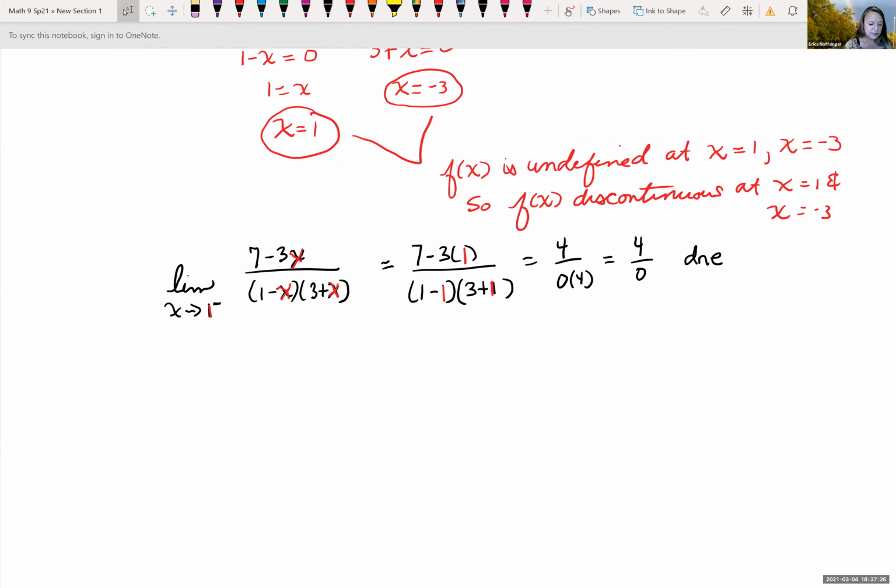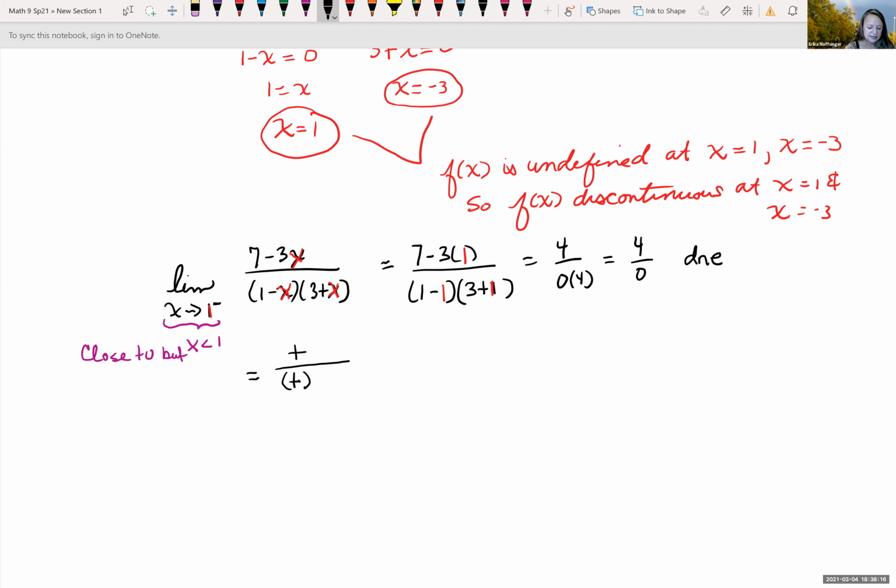And so let's get some reasoning down. Is this going to blow up to positive infinity, or is it going to go down to negative infinity? So if I'm choosing a number that is close to 1, it's going to be smaller than 1. And so if I take 7 minus 3 times a number close to 1, that is going to be a positive number. So in the numerator, I know my number is positive. Well, if I have 1 minus a number that's smaller than 1, that is also positive.